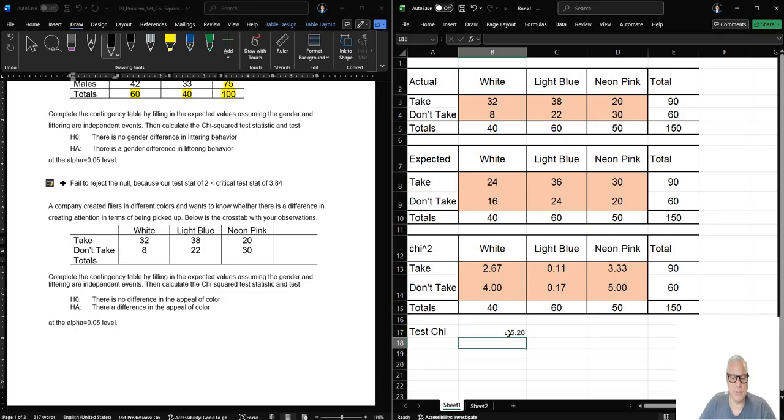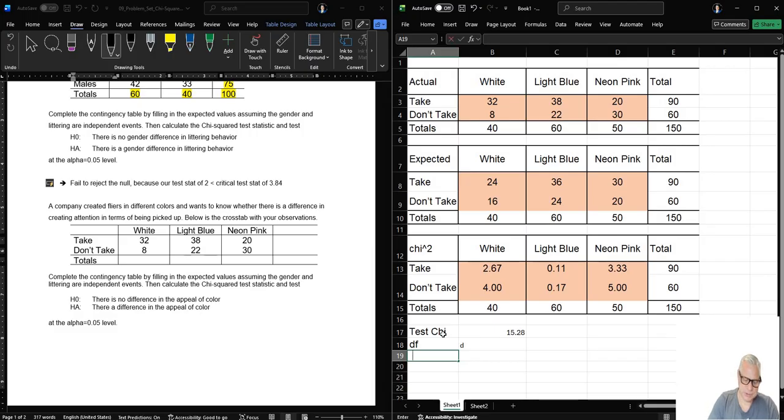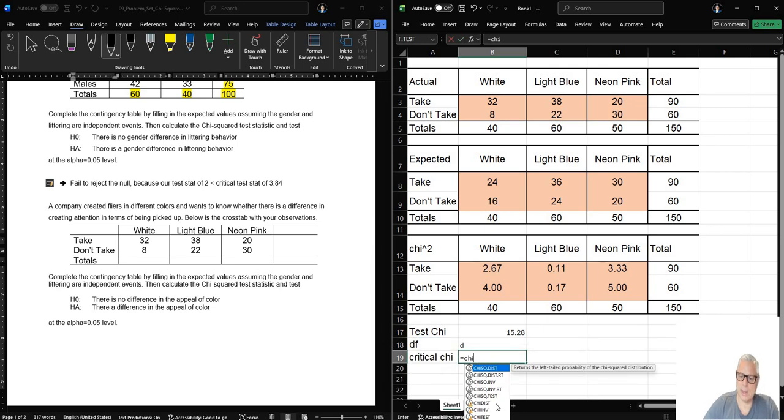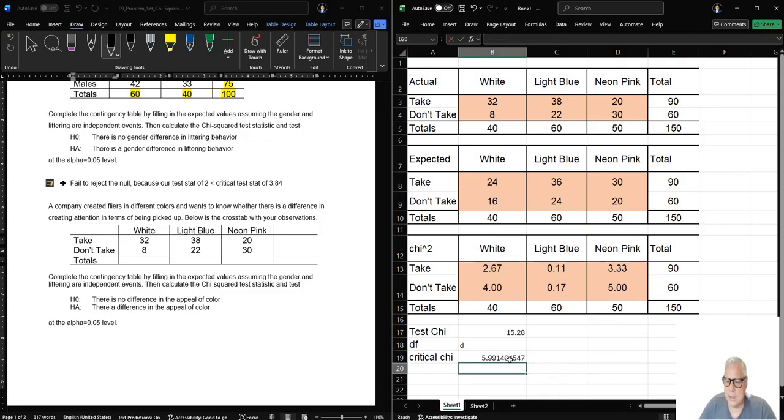And we get a value of 15.28. How many degrees of freedom do we have? We said 2. So what is our critical chi? Our critical chi would be equal to, so we use the formula chi-squared inverse right-tailed, probability 0.05, degrees of freedom 2. And now we get basically a value of 5.99, or close to 6 when we round it.